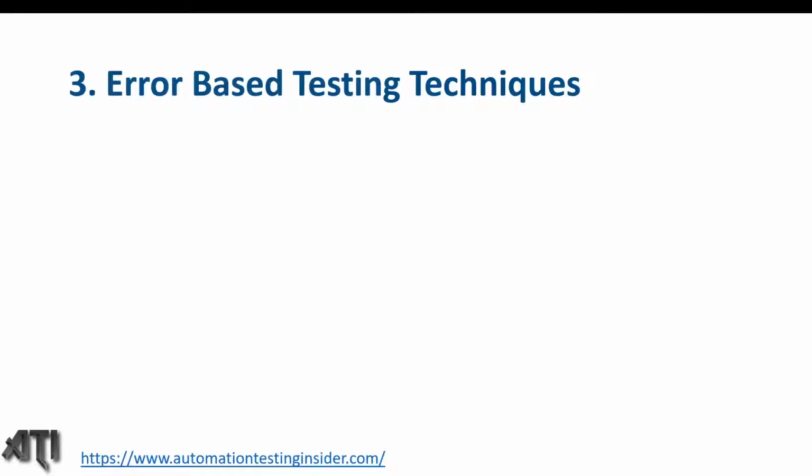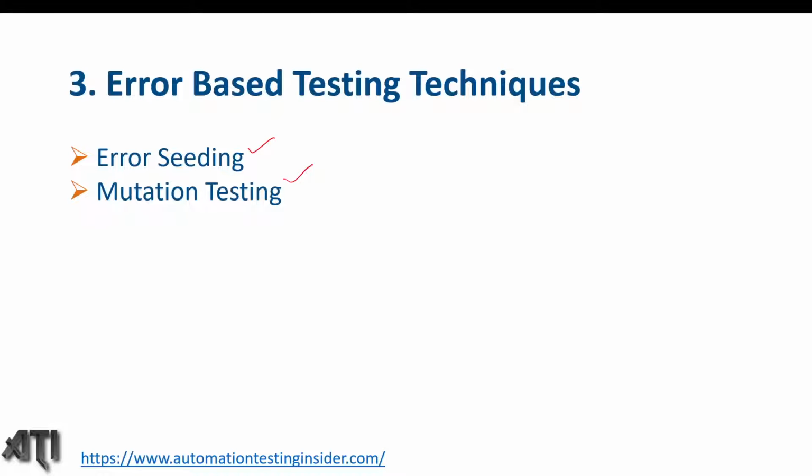Now error-based testing techniques. I have given a couple of examples here, a couple of types. We have error seeding and mutation testing. So what happens in error seeding? The developer will feed, or seed, some errors in the program, putting artificial errors in the program, and they will verify what the actual errors in the program are.